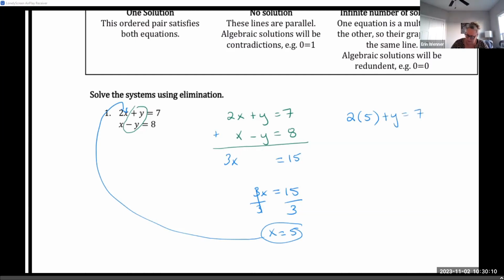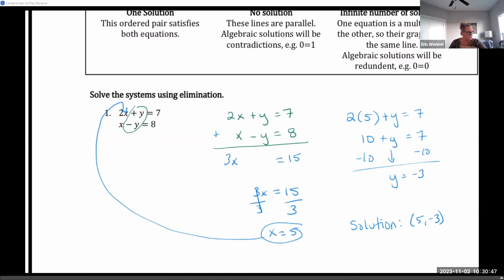So 2 times 5 is 10. 10 plus y equals 7. We'll subtract 10 from both sides. Bring that variable down, and I have y equals -3, right? We know it's -3 because 7 minus 10 is going to be -3. So my solution, that's not how you spell solution, is going to be the point (5, -3). So that is the elimination method.